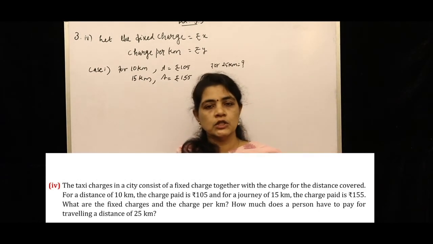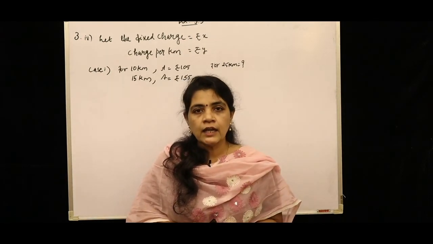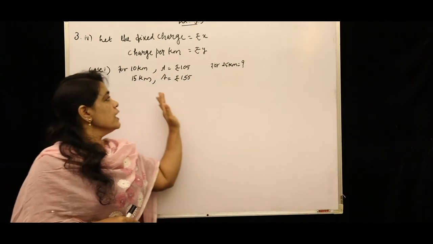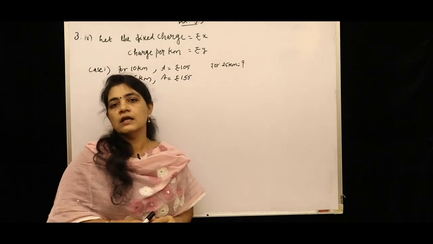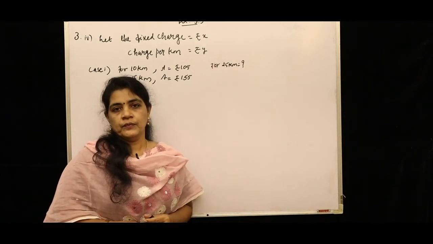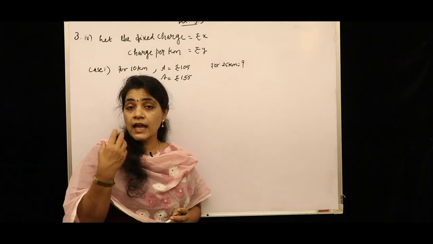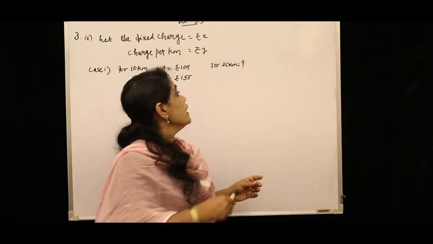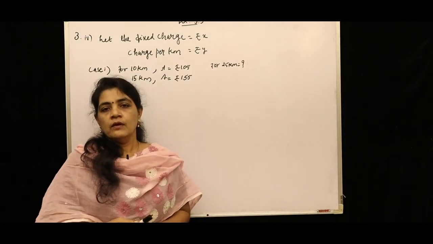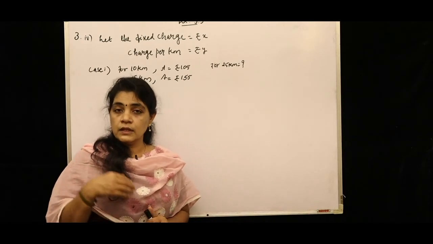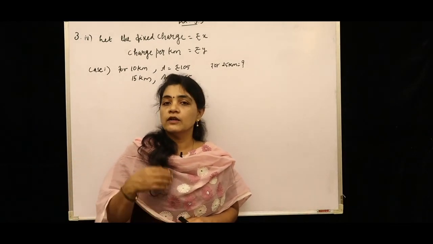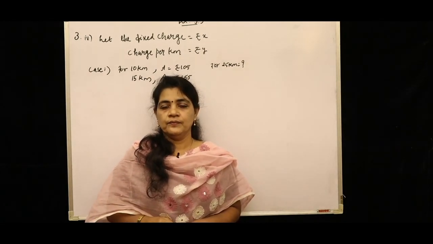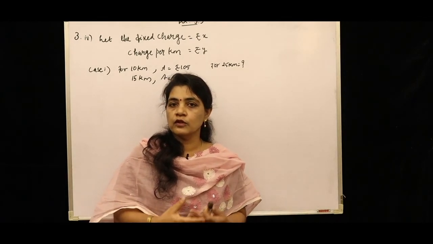Here also we have two situations. That means for 10 km the amount paid is given as rupees 105 and for 15 km the amount paid is rupees 155. And what is asked finally? What is the amount one person has to pay for a journey of 25 km? We have two sub questions here. We have to find out the fixed charge and the charge per kilometer. Understood? So we can take the variable for these two unknowns.